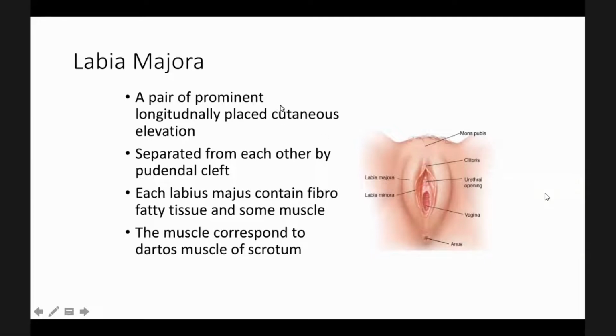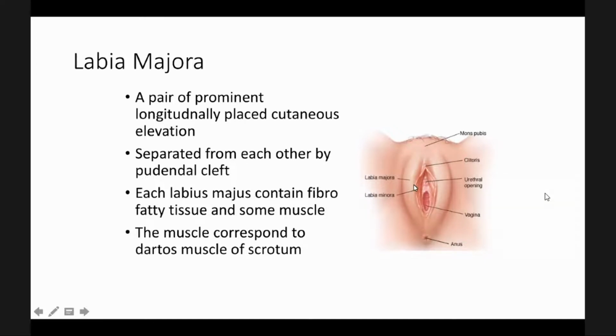They are a pair of prominent longitudinally placed cutaneous elevations. This is the elevated part. They are separated from each other by a cleft present over here, which is known as the pudendal cleft. Each labium majus contains fibrofatty tissue and some muscle.